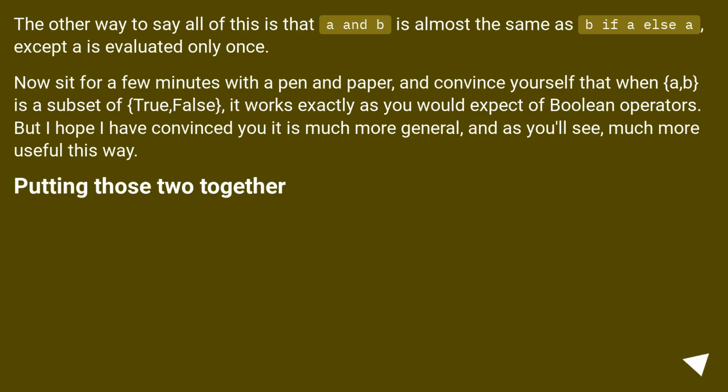The other way to say all of this is that `A and B` is almost the same as `B if A else A`, except A is evaluated only once. Now sit for a few minutes with a pen and paper, and convince yourself that when A and B are a subset of `{True, False}`, it works exactly as you would expect of Boolean operators. But I hope I have convinced you it is much more general, and as you'll see, much more useful this way. Putting those two together.